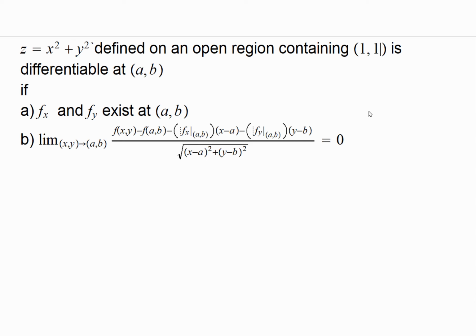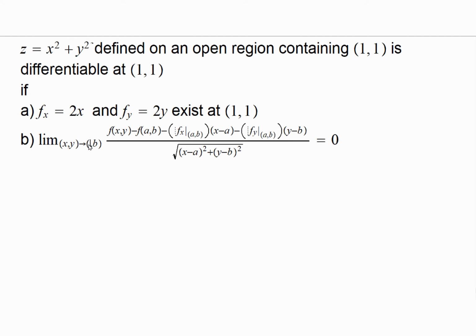So this is defined in an open region containing (1, 1), and we want to see if it's differentiable at (1, 1). We will just go by the mechanical procedure. For x squared plus y squared, the partial derivative with respect to x is 2x, and with respect to y is 2y. So they exist everywhere, and they exist at (1, 1) as well.